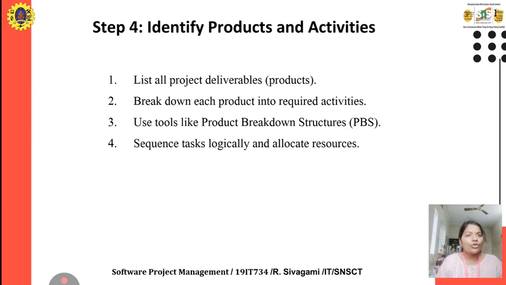It means we list out all the products we're going to use for that project. And then break down each product into the required activities. We separate the products into the required activities. Use tools like the product breakdown structure, PBS. This method we're going to use for the project breakdown.